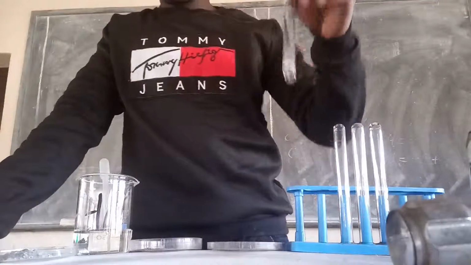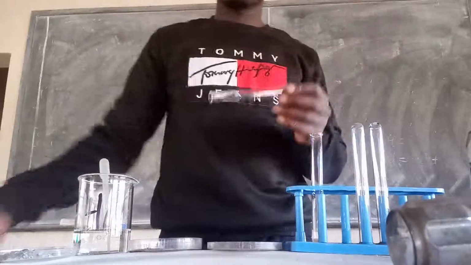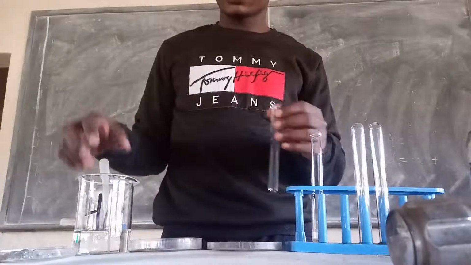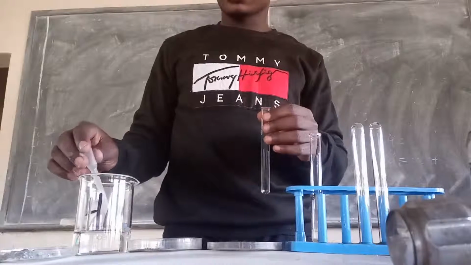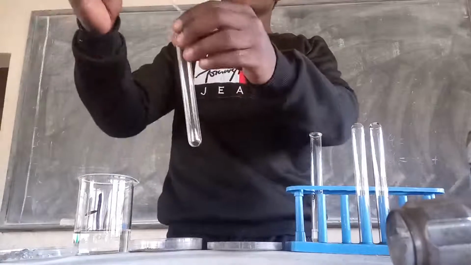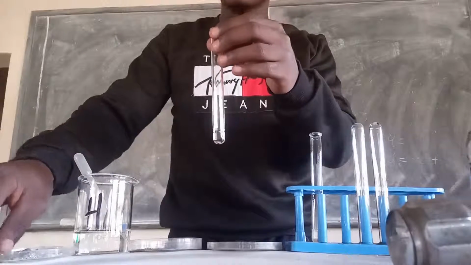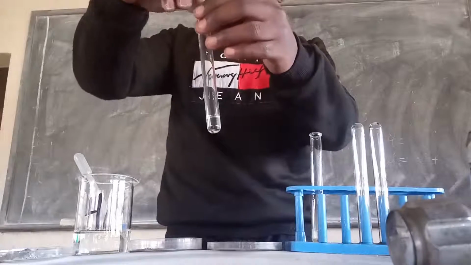So I'll just put this test tube on the test tube rack. I'll get a second test tube and I'll do my second test. So I'll place 2 cubic centimeters of hydrochloric acid. Then I'll add a portion of zinc into the test tube.